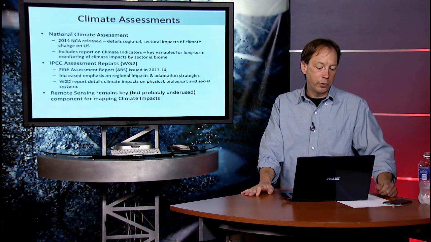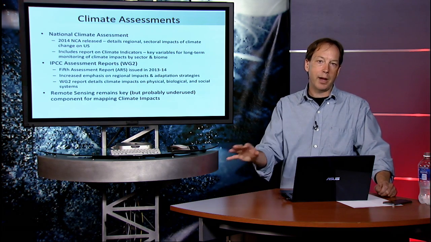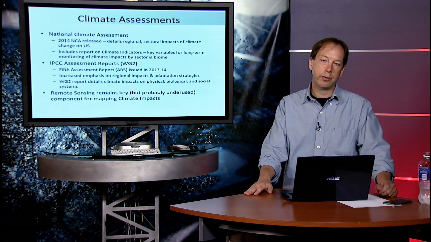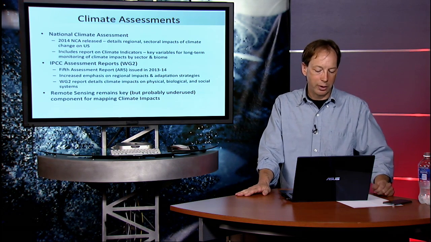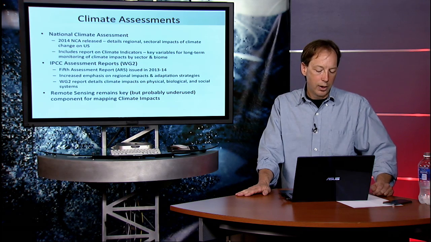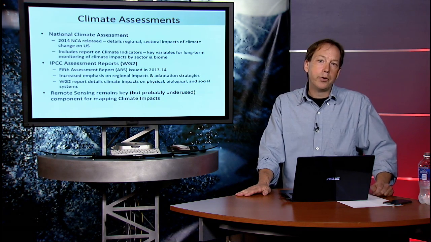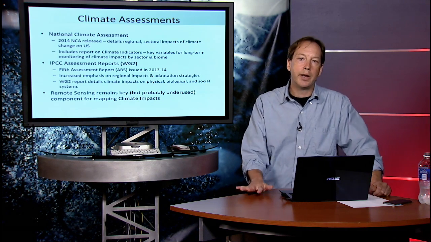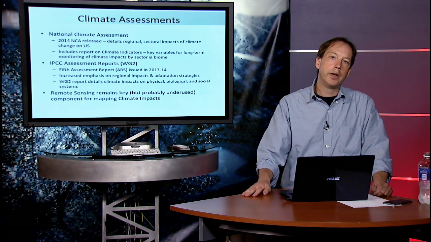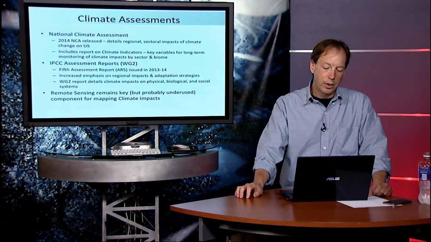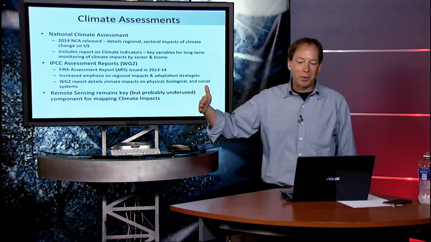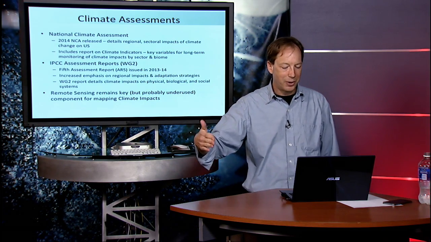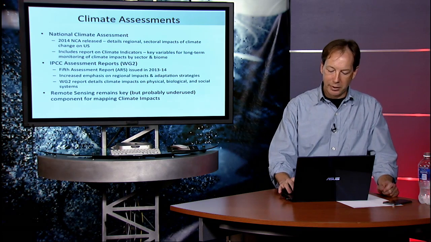In particular, the Working Group 2 report talks about the climate impacts on physical and biological systems, so that's a good resource if you're looking for information on the state of the knowledge on climate change impacts and indicators. And the third point is really key, which is that remote sensing is playing an increasingly important role in feeding these assessment reports. And then there's the editorial statement that, despite the increasing importance, it's probably still an underused resource for mapping climate impacts.